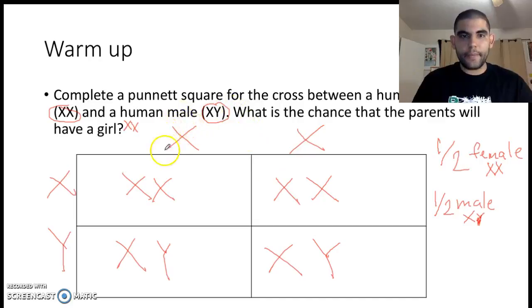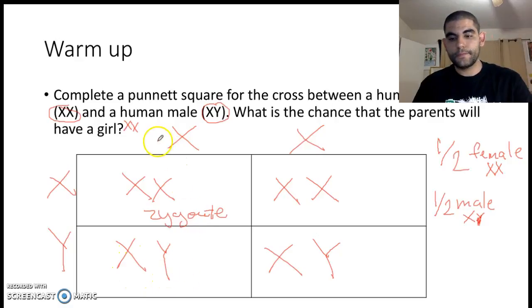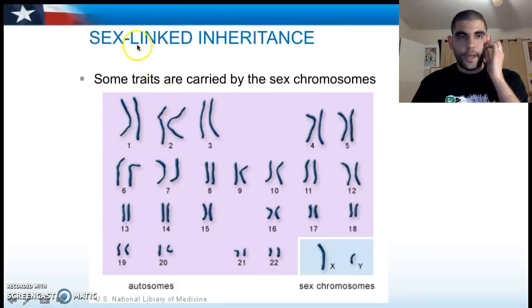And that's because whenever these gametes form a zygote, and this is the zygote, what's going to happen is that there's a 50% chance of the zygote having two X's, or a 50% chance of the zygote having an X and a Y. Okay. Moving on.